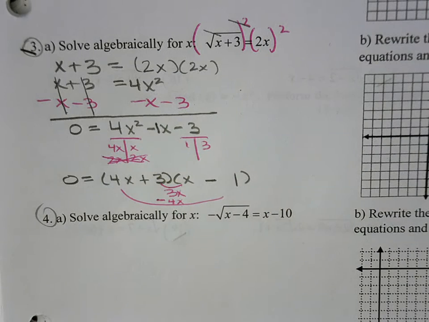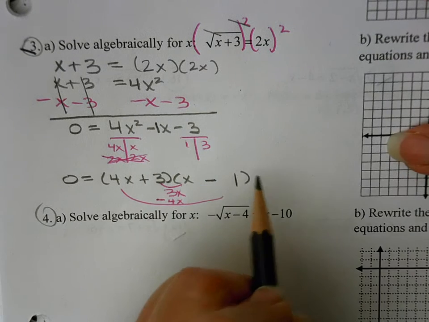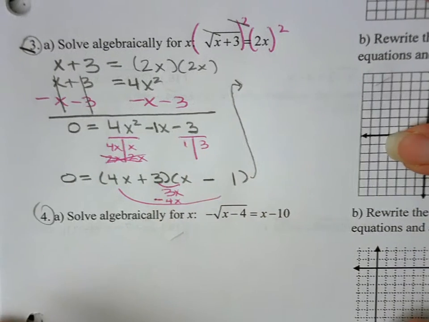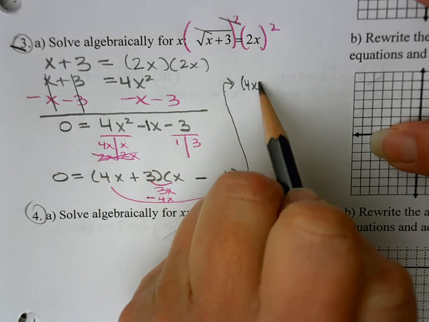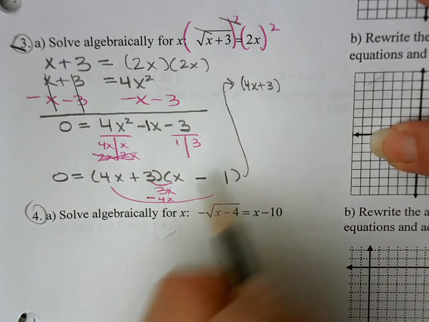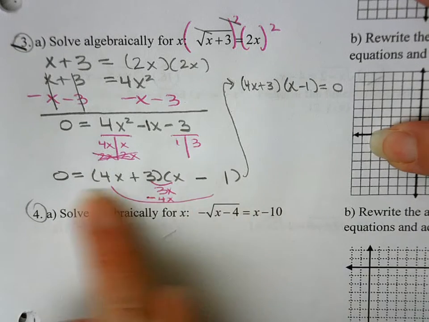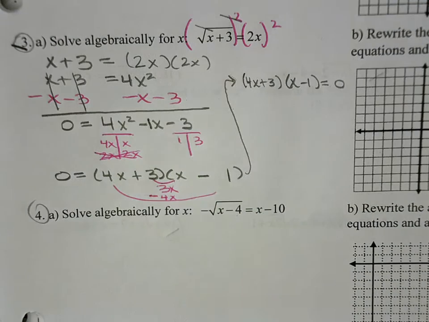Once I do that, I'm not finished. I still have to solve. So I'm going to set each one of these equal to 0, and I'm going to do that up here just because I'm running out of room. So I'm just going to rewrite this: 4x plus 3 times x minus 1 equal to 0. I didn't do anything other than rewrite that same equation up here, just to give me a little bit of room to work.